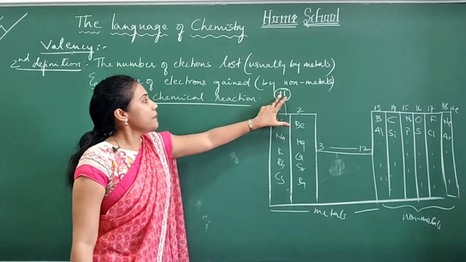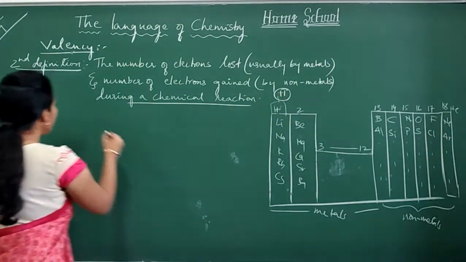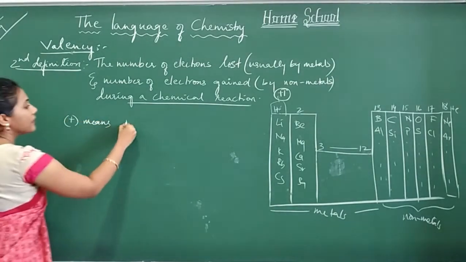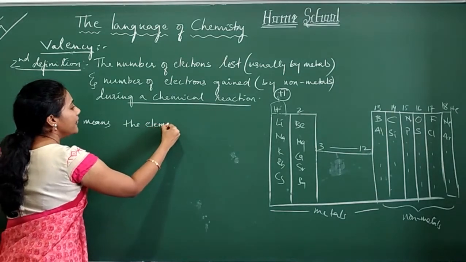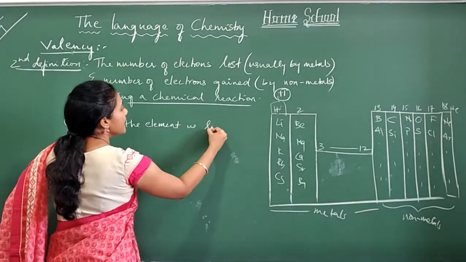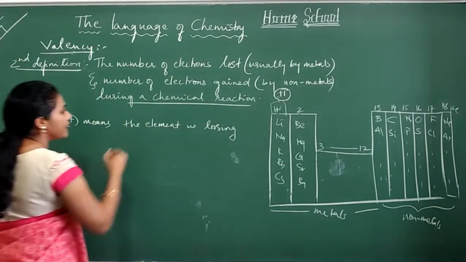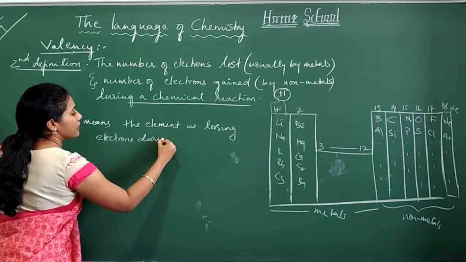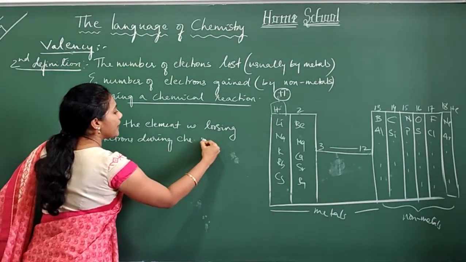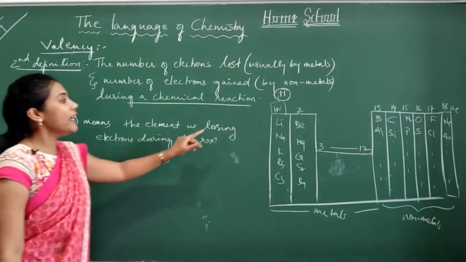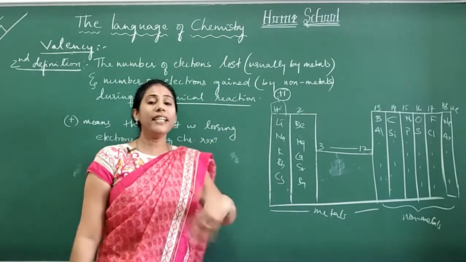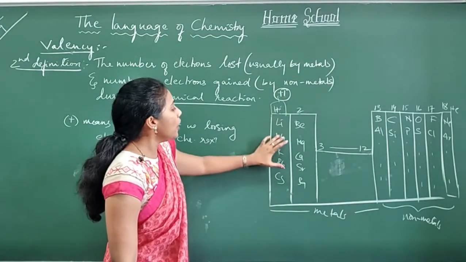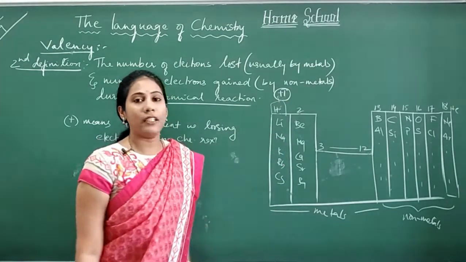So what is the meaning of plus here? You should know the meaning. Plus means the element is losing electrons during a chemical reaction. Here all these elements, during a chemical reaction, will lose 1 electron. That is why we say all these elements have a valency plus 1.